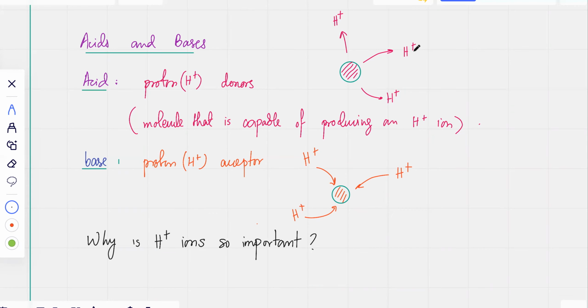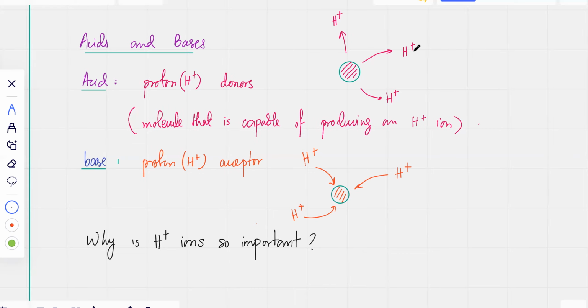Acids and bases are a topic in chemistry that comes whenever you talk about chemical compounds. You're going to talk about acids and bases always. So does anyone have any idea, any just wild guess, why is H+1 so important? Any random guess would be fine.